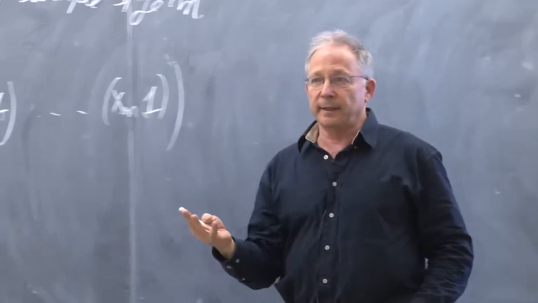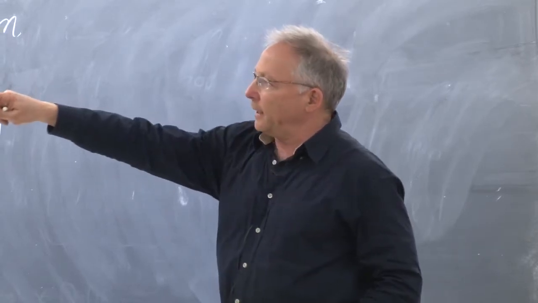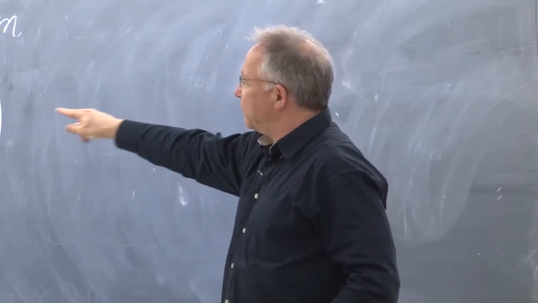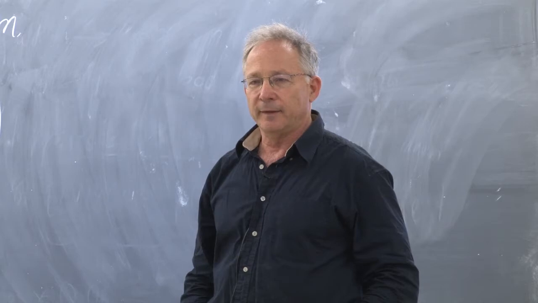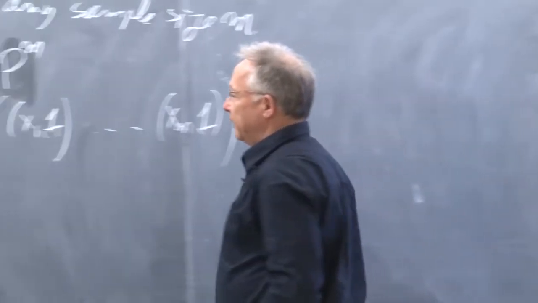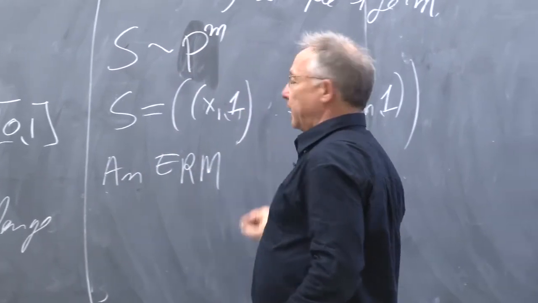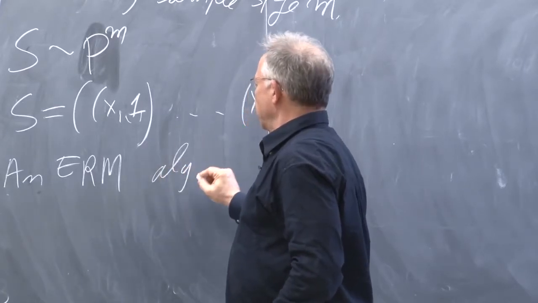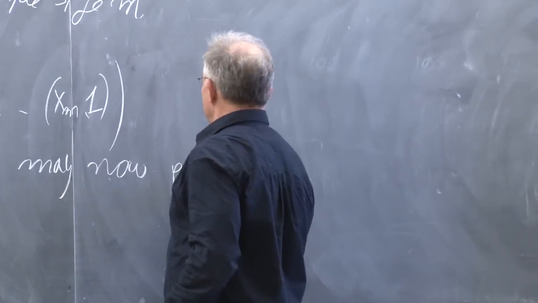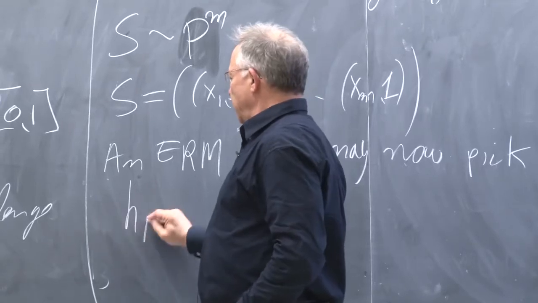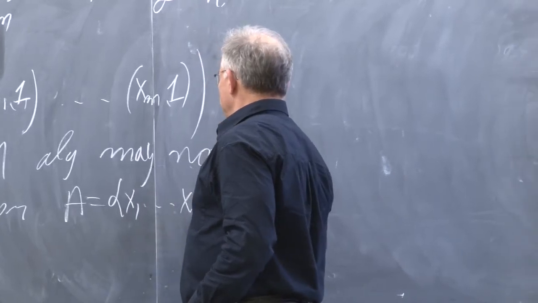So what I'm claiming is that ERM can make a very bad choice here. So can you give me an example of a function in my class that is consistent with this sample, makes 0 error, but is a very bad choice? What do you suggest? A to be x1 through xm. Right. So I pick A. So an ERM algorithm may now pick HA, for A equals x1 up to xm.